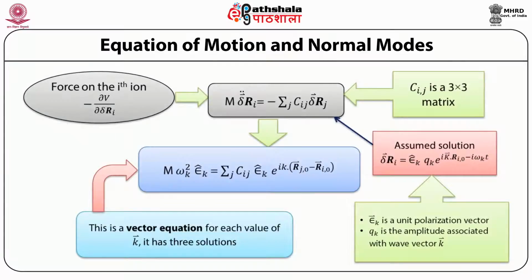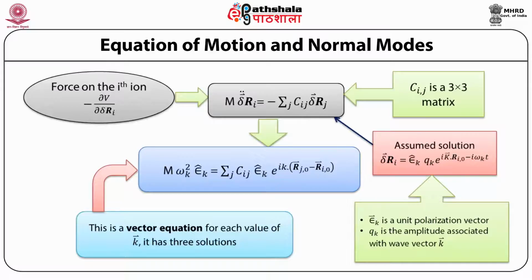Equations of motion and normal modes, we will discuss this concept here. The dynamical 3n equations of motion from the force on the ith ion, that is the negative of the partial derivative of the potential V with respect to delta Ri, lead to the following equation: m multiplied by the double time derivative of delta Ri is equal to minus the summation over j of Cij multiplied by delta Rj. Now note that each Cij is a 3 by 3 matrix.